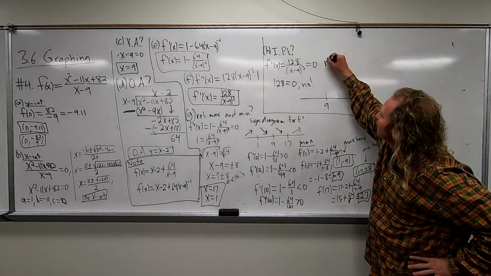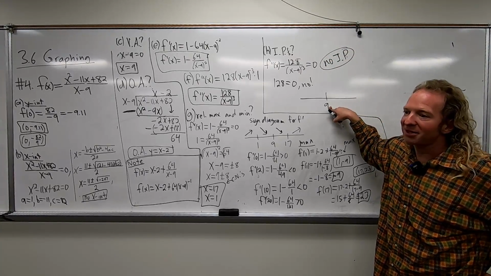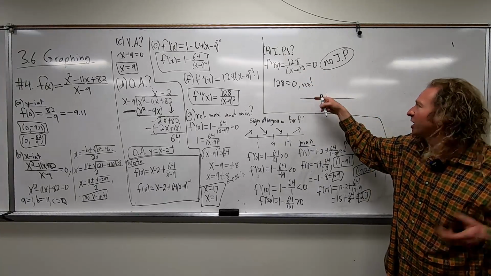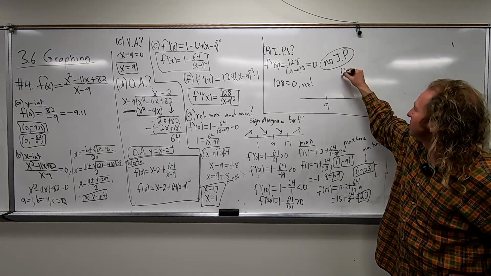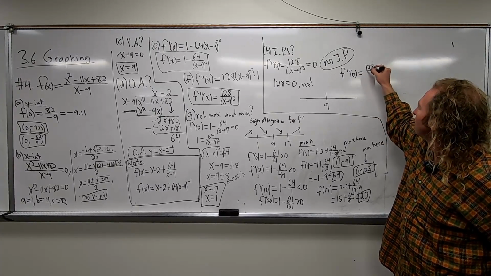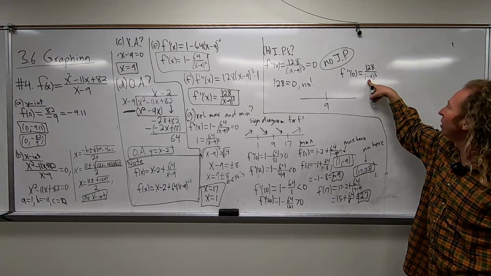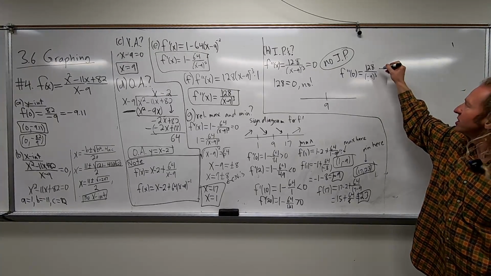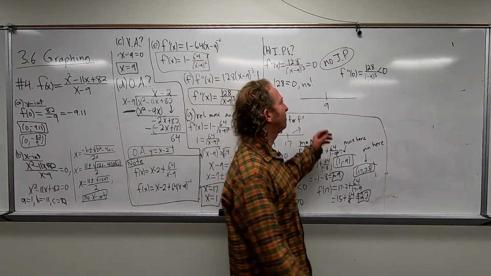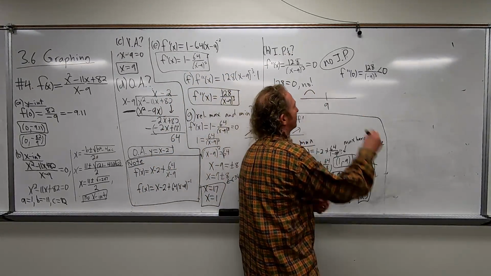So there's no IPs because 9 is a VA. And that's the only possible place the concavity can change, because the second derivative was never 0. But let's check anyway. How about 0? Let's plug in 0. That'd be 128 over negative 9 cubed. Well, when you cube a negative number, it's negative. So that's negative. Would it be concave up or concave down here? Down, yeah. So let's do that.